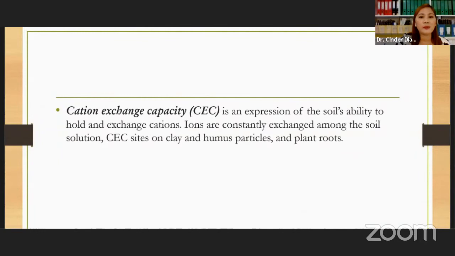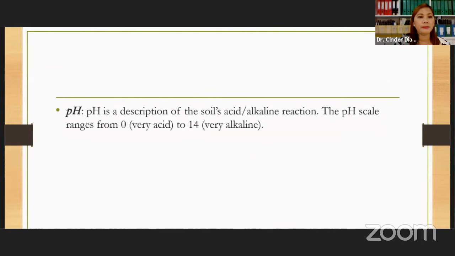So we also have to consider the CEC, or the cation exchange capacity. It's an expression of the soil's ability to hold and exchange cations. Ions are constantly exchanged among the soil solution, and CEC sites on clay and humus particles and plant roots. Another is pH. We are going to consider the pH. pH is a description of the soil's acid-alkaline reaction. The pH scale ranges from 0, or very acid, to 14, which is very alkaline.